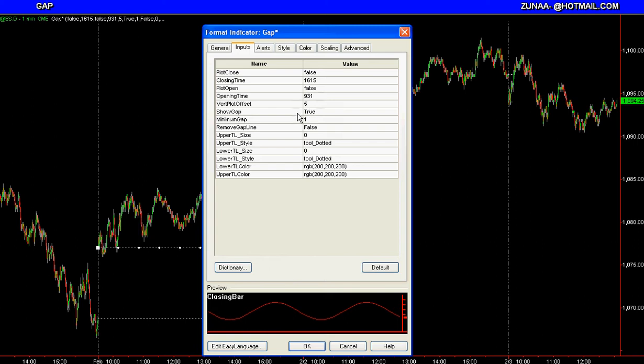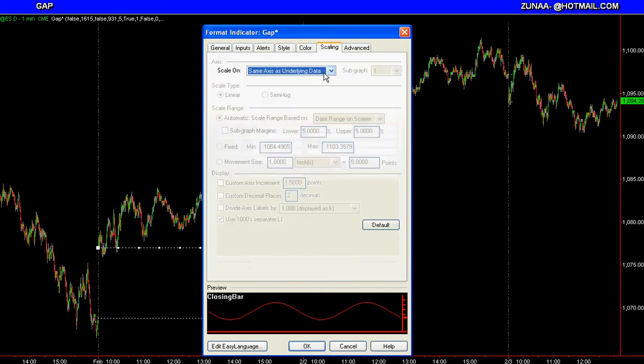Show the gap true or false. Remove the gap true or false once it's filled. So you can put true if the gaps are filled and you're not interested in them any longer. Just put this true and it would remove it. And then you can choose the type of trend line to plot, and also the size of the trend line. I have it on 0, but you could increase it 1, 2, 3, and it would just plot thicker trend lines. And then the styles of the trend line and the colors.